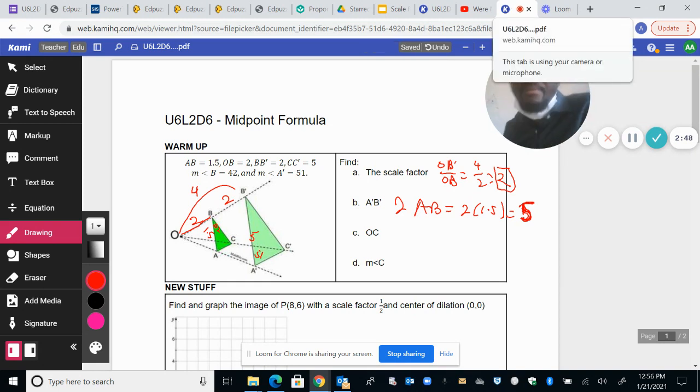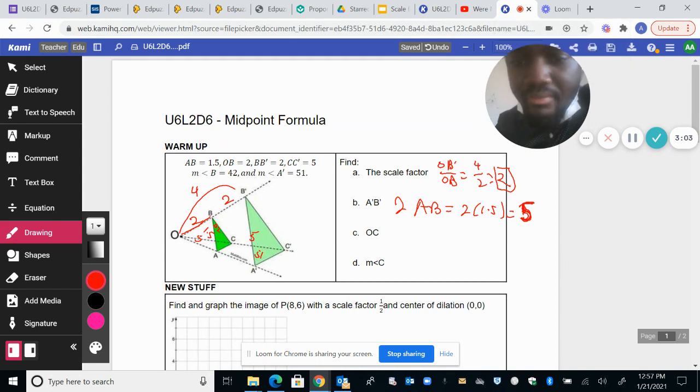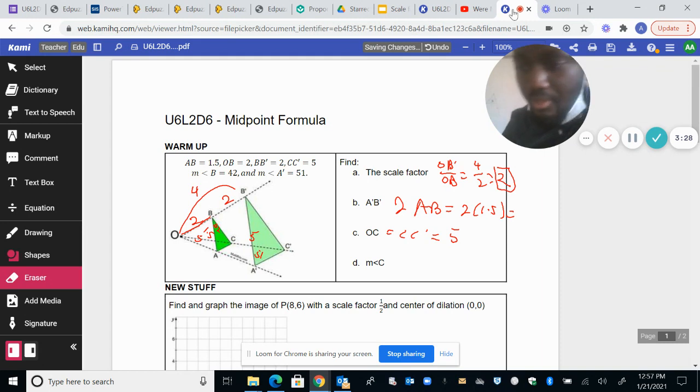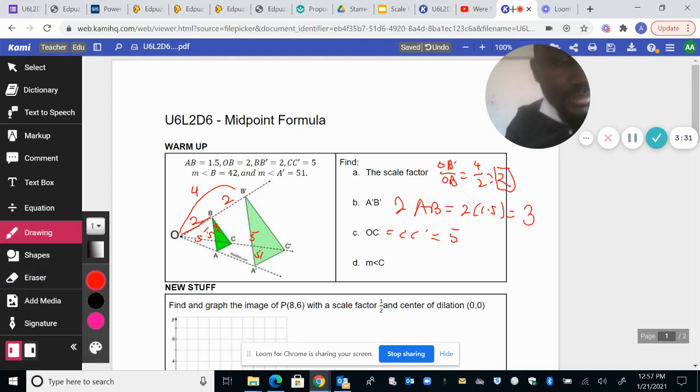And the OC. As you can see, since OB is 2 and BB prime is 2, it means OC also has to be 5. So OC and CC prime are the same: OC equals CC prime, which equals 5 as well. Sorry, what is 2 times 1.5? 2 times 1.5 should be 3, so I'm going to put 3 here.